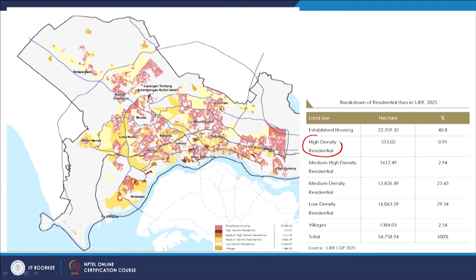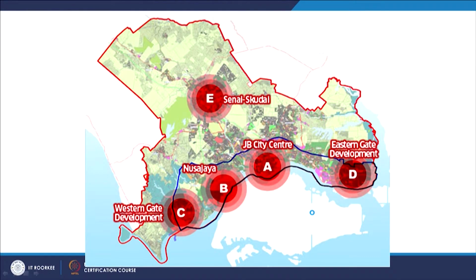Let us take a quick look at the housing categories. One is high density, medium density, medium high density and low density. There are some villages, and this will be distributed over that region as and when the cities are developed. So, these are major cities, major urban centers.